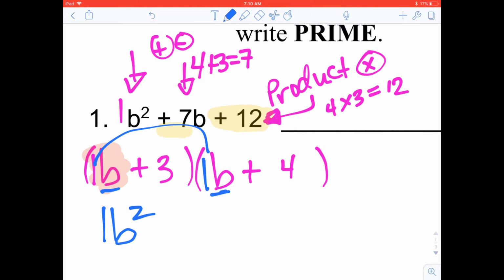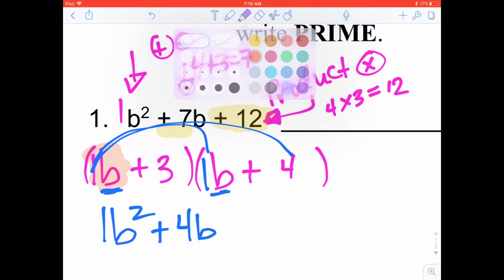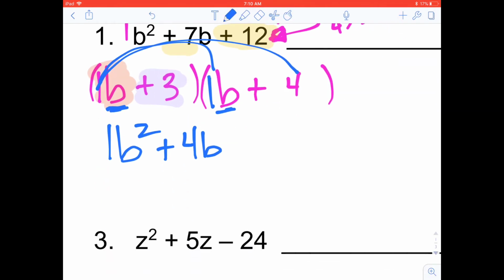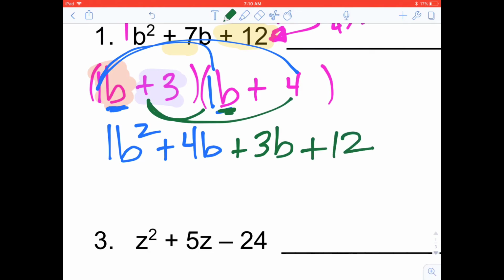Okay, let's distribute one more time. 1 times 4 is positive 4, but you have to include the letter b. There's our first distribution. Now let's distribute one more time the positive 3. And remember, when you're distributing, we're multiplying. So let's do this here. Positive 3 times 1 is positive 3, but you have to include the letter b. And then positive 3 times positive 4 is positive 12.